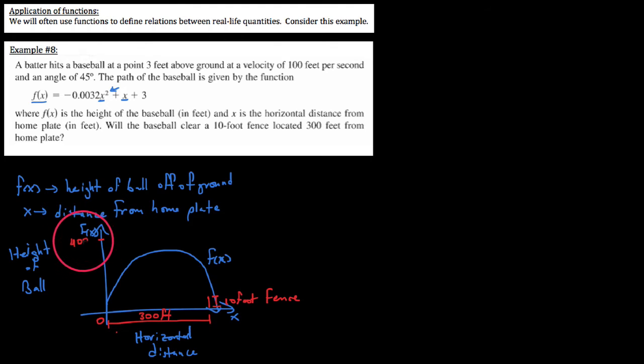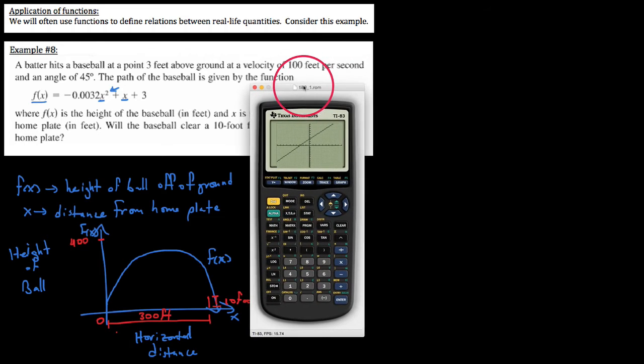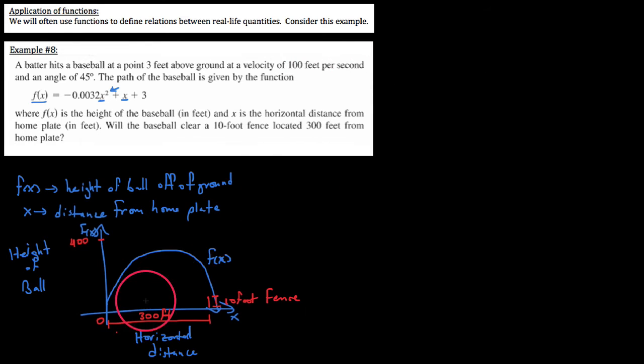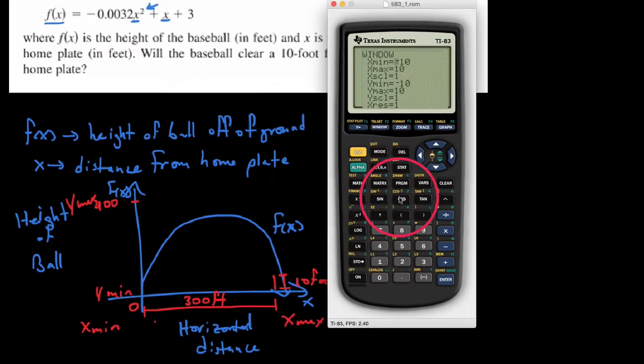So maybe I'll go like 400 feet here. Before we graph this, what we should do is go to Window, and what we're going to look for is an x min and an x max command. We're also going to look for a y min and a y max command here under the window setting.